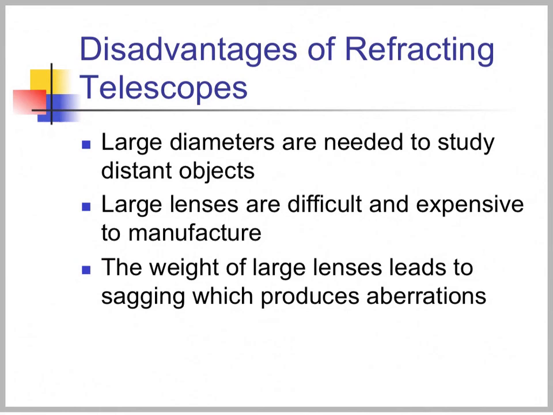Now there's some disadvantages to refracting telescopes. We need really large diameters to study distant objects. Large lenses are difficult and expensive to manufacture. And the weight of the large lenses leads to sagging of the tube, which is also going to bend the optical axis and is going to cause aberrations.